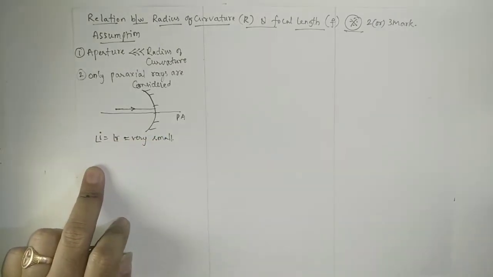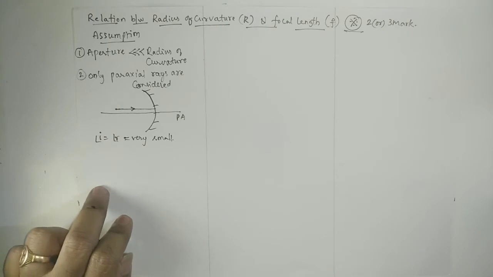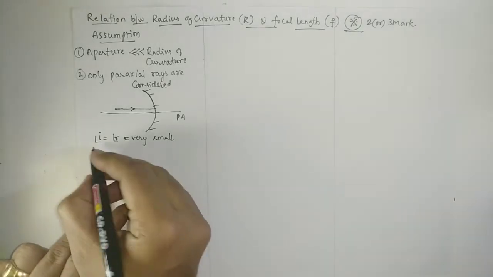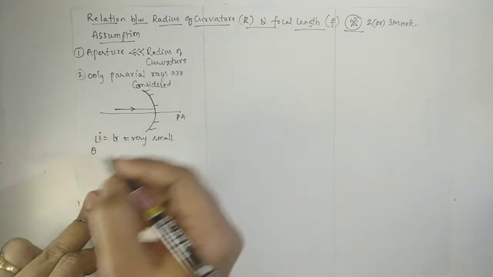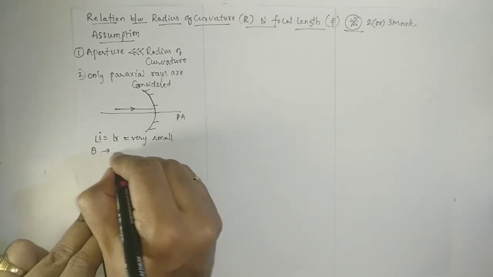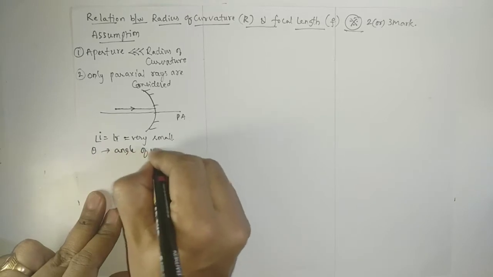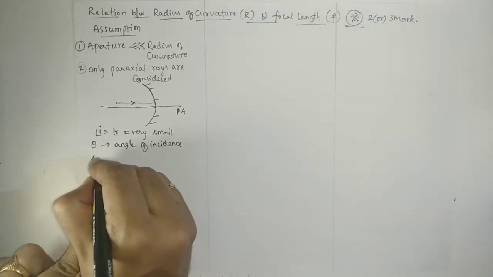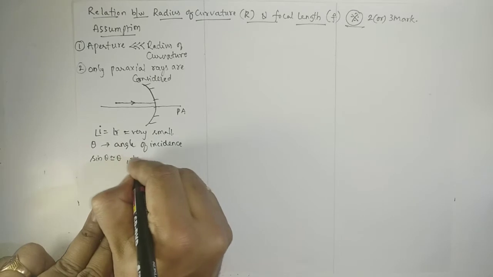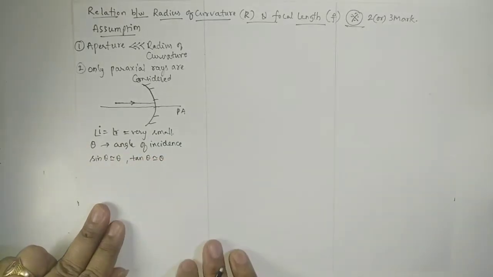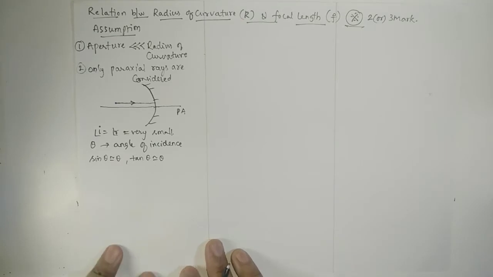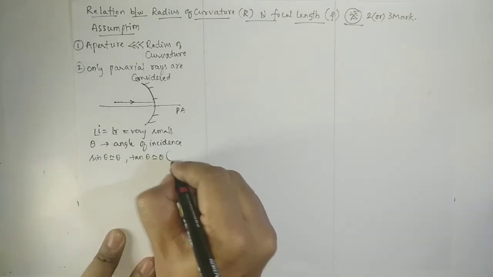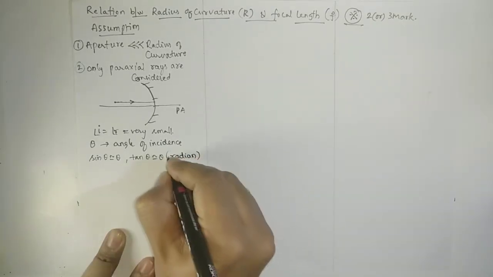So first, let us understand the condition under which we consider the ray of light to be a paraxial ray. Let theta be the angle of incidence. If the conditions sin theta equals theta and tan theta equals theta hold, then we consider the ray of light to be a paraxial ray. Remember, this condition is valid only in radian measure.